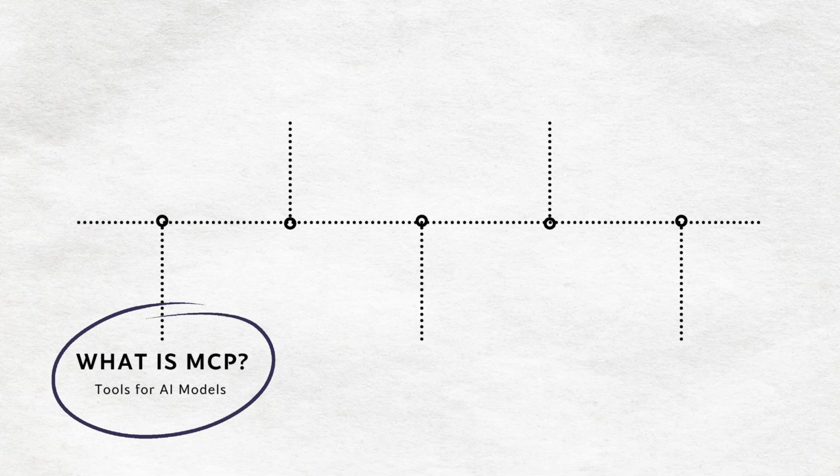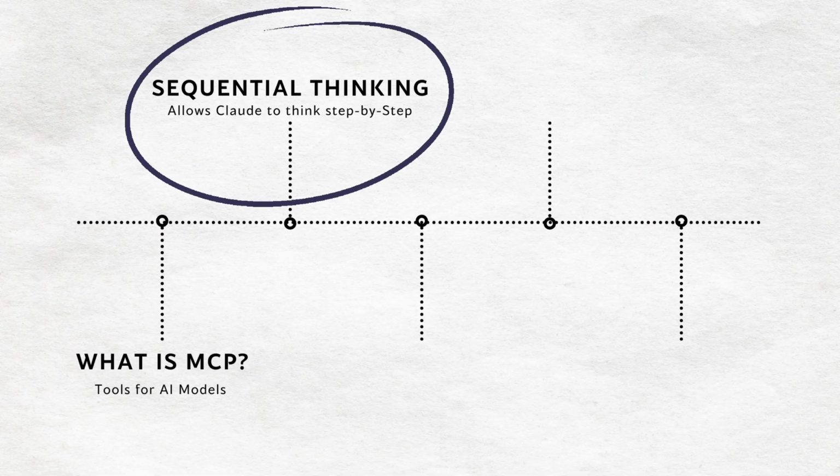But before that, a quick intro to MCP. It's actually a protocol created by Anthropic to give AI more capabilities and access to tools. Kind of like adding apps to your phone, but for AI systems, in this case, Claude Desktop. So the tool we'll be talking about today is called Sequential Thinking.